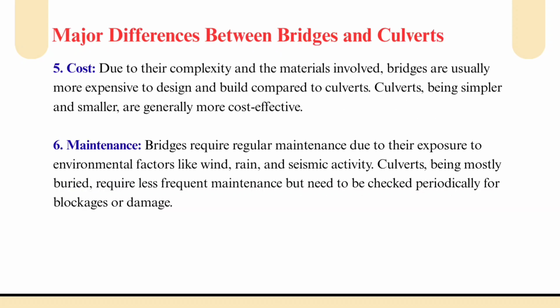Now the next and important point is cost. Due to their complexity and the materials involved, bridges are usually more expensive to design and build compared to culverts. But culverts, being simpler and smaller, are generally more cost effective. Now the next point is maintenance. Bridges require regular maintenance due to their exposure to environmental factors like wind, rain and seismic activity. Culverts, being mostly buried, require less frequent maintenance but need to be checked periodically for blockages or damage.